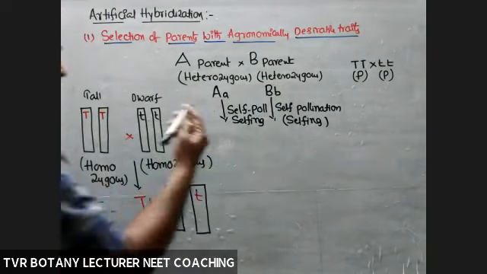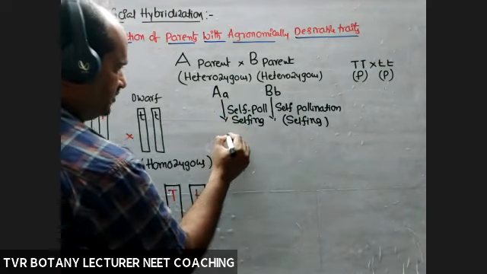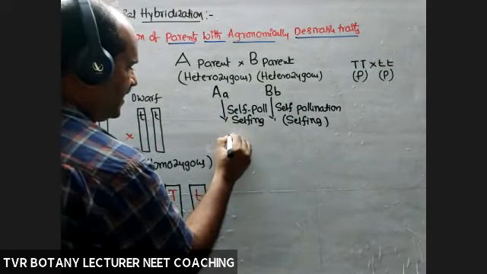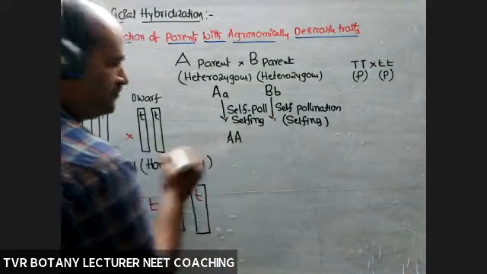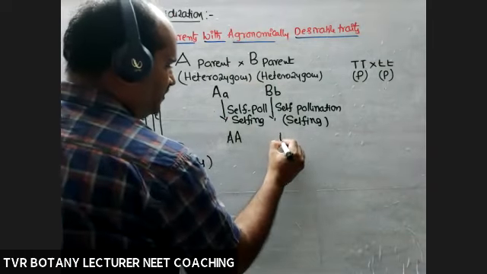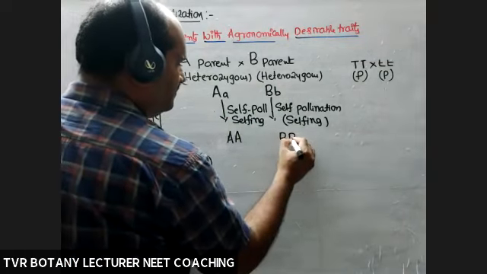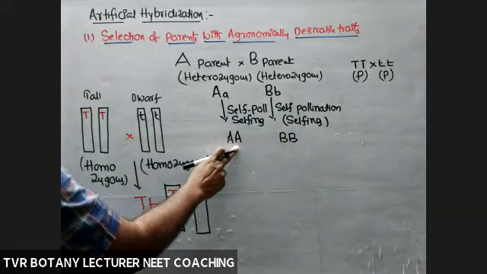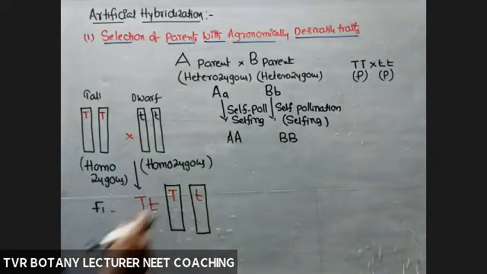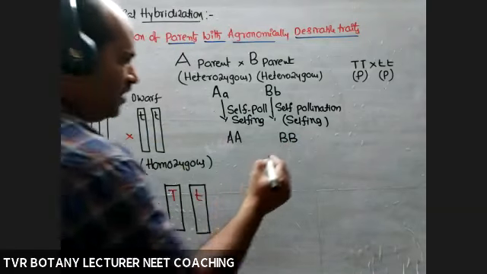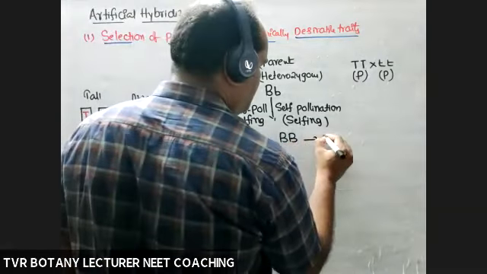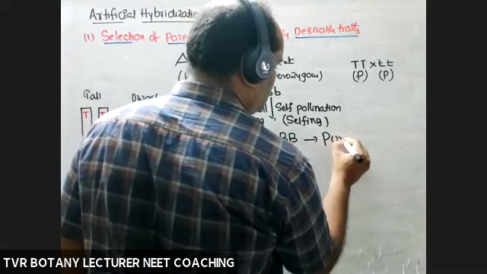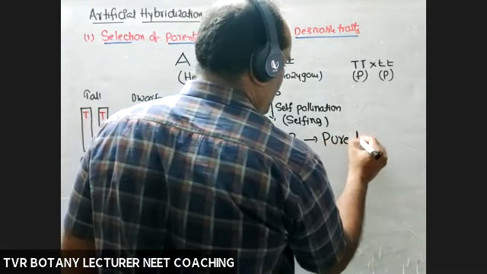Now, what about both the progeny plants? Capital A, capital A, for example. And this one, capital B, capital B. Capital or not? Homozygous. Okay, so now these two are called pure lines.